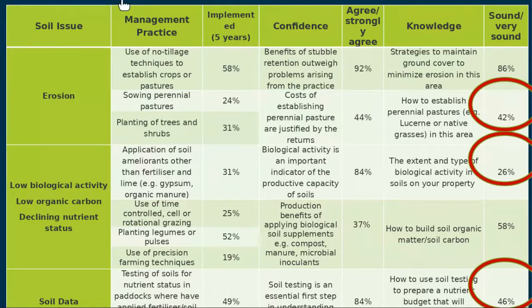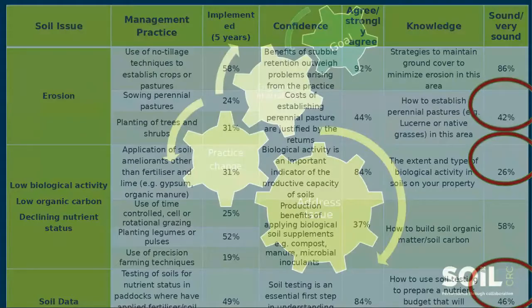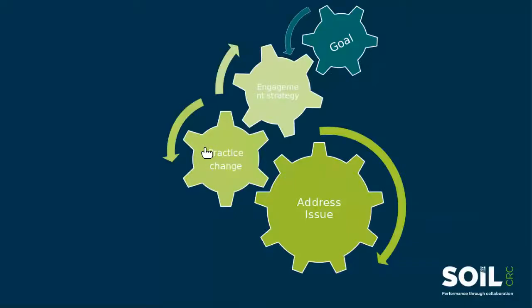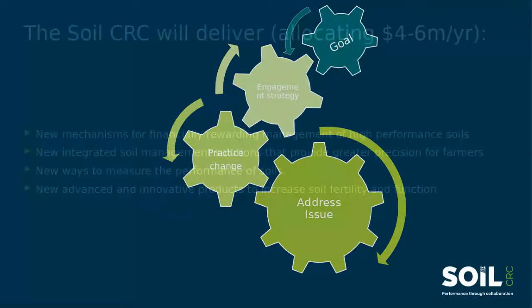So those things are really important for research organisations to know because they can help to target efforts, but also confidence in things, production benefits, can really help that strategic planning. So you've got the goals, and then you set up your engagement strategy. This can create practice change and hopefully address the issue that we're all here to try and address as scientists.